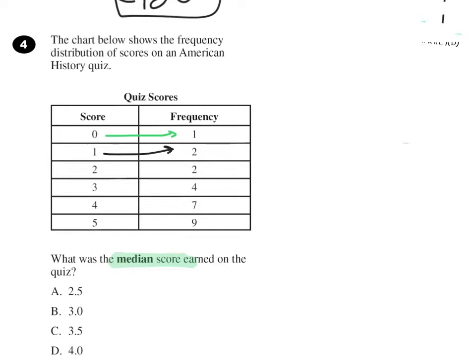I want to know what the median is, what the middle score is. And to do this, I'm just going to simply use my calculator. What I'm going to do is I'm going to enter my data into 2 different lists on the calculator. I'm going to enter the score into list 1 and the frequencies into list 2.